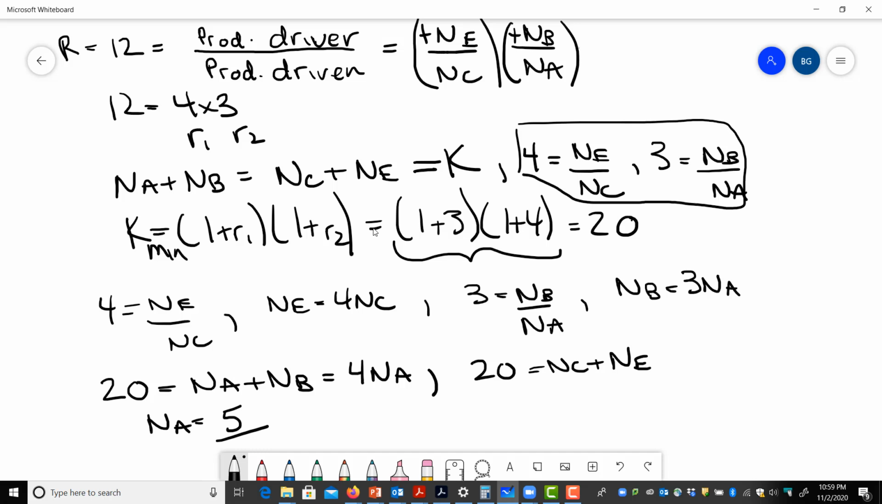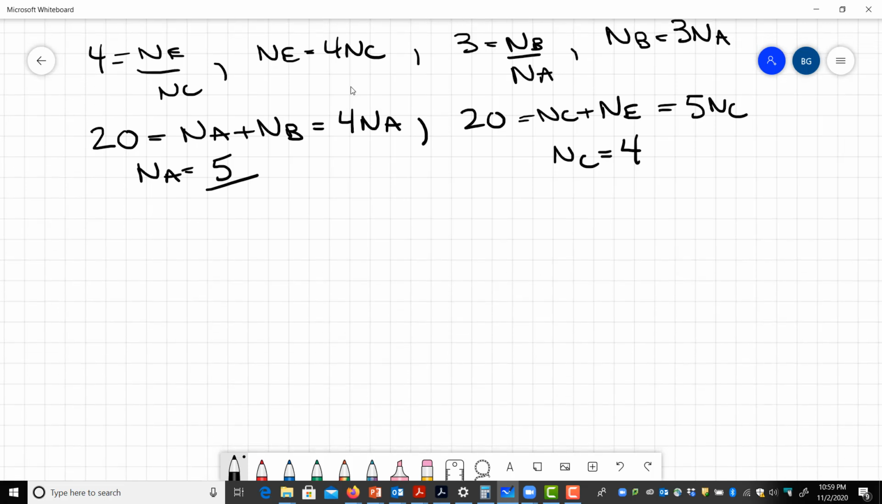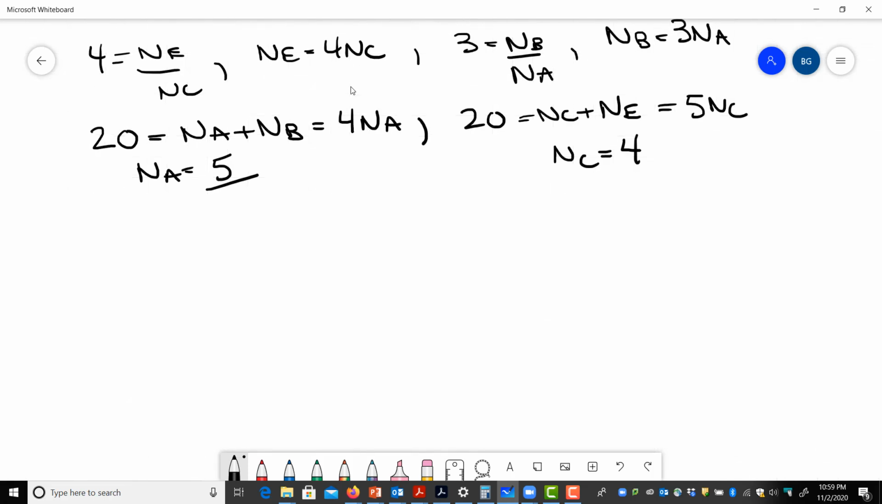Okay, and we go back to this relationship here. So this equals 5NC, so NC equals 4. So they're both too small. But our keen eye of observation should make you realize that if you multiply this by 3, this will go to 12, this will go to 15, and now we've reached our minimum pinion gear requirement.